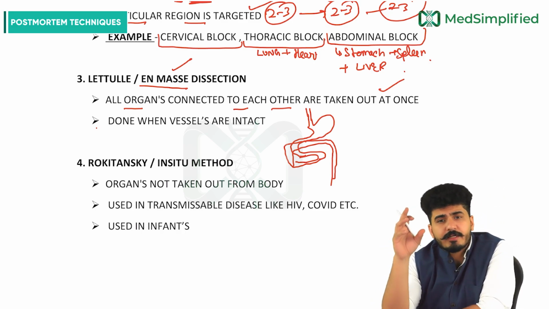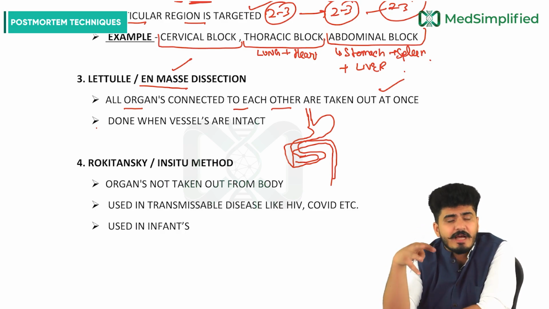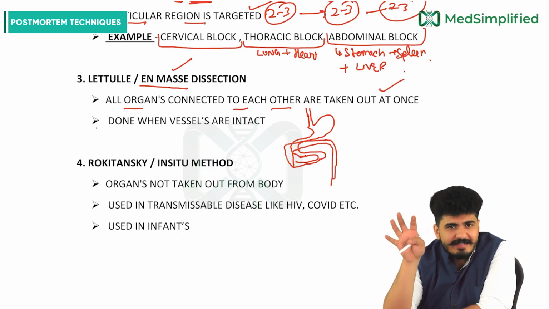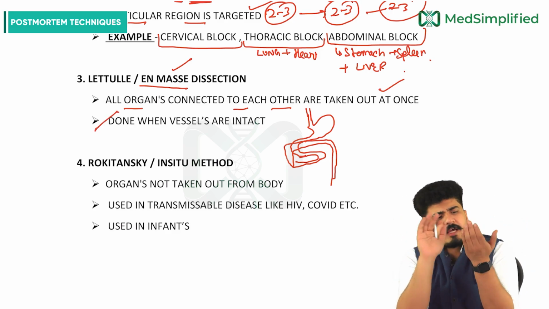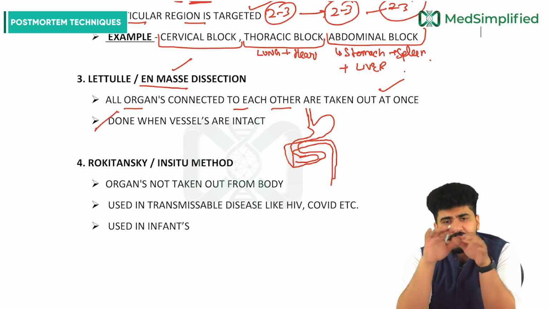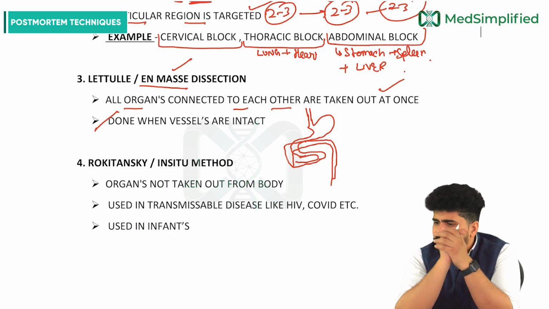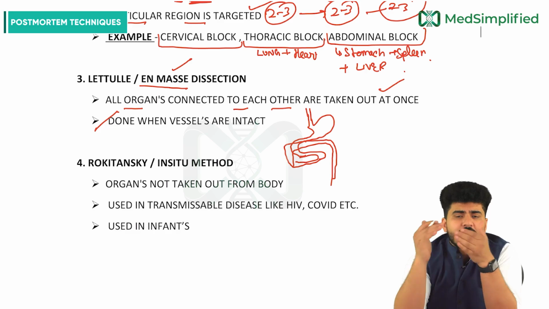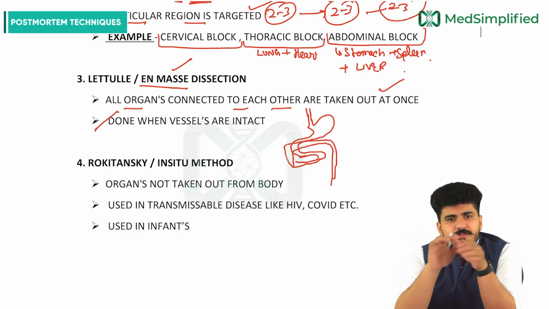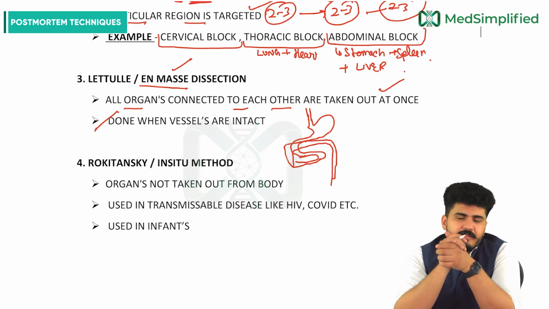All the organs connected to each other are taken out at once, and it is done when the vessels are intact. This is an important point. It is done when the vessels are intact with each other. If vessel supply is cut within these organs, you cannot perform this method of removal of organs. So this is Letulle or en masse method, my dear friends.